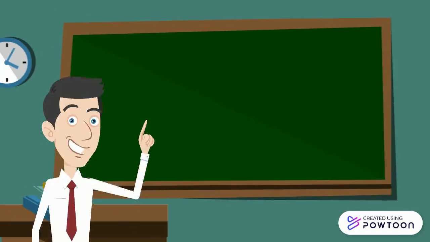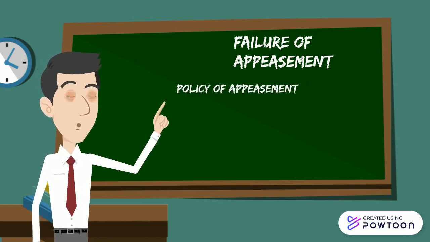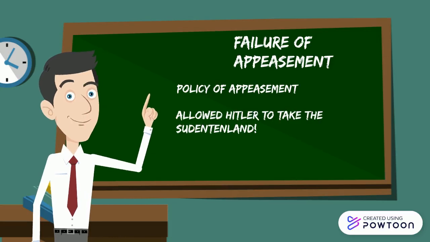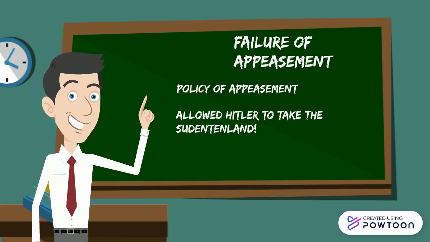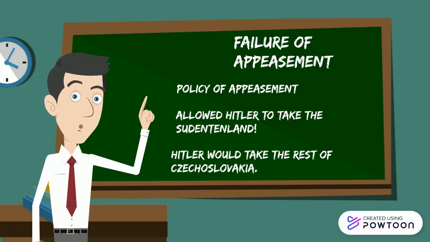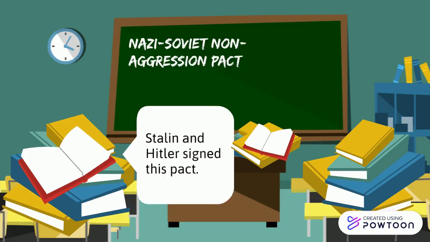The fifth reason that we see is the failure of appeasement, in which the Western democracies wanted to avoid going to war, so they adopted a policy of appeasement by giving in to the demands of the aggressor. This allowed Hitler to take the Sudetenland as long as he did not take any other land. Unfortunately, we know this is not going to be the case, and Hitler would take the rest of Czechoslovakia and eventually storm Poland.